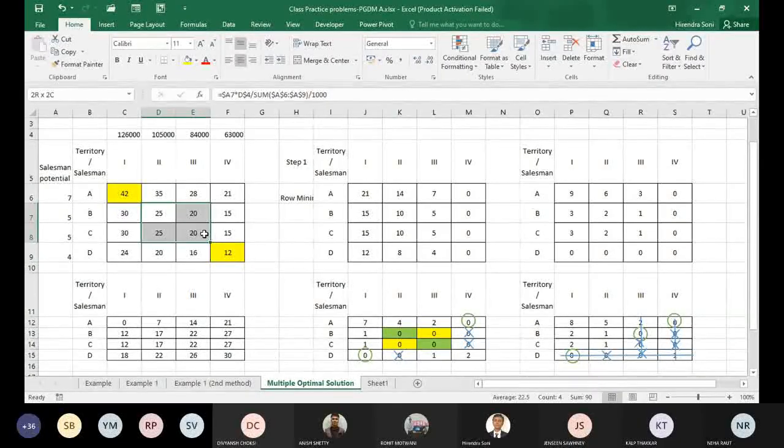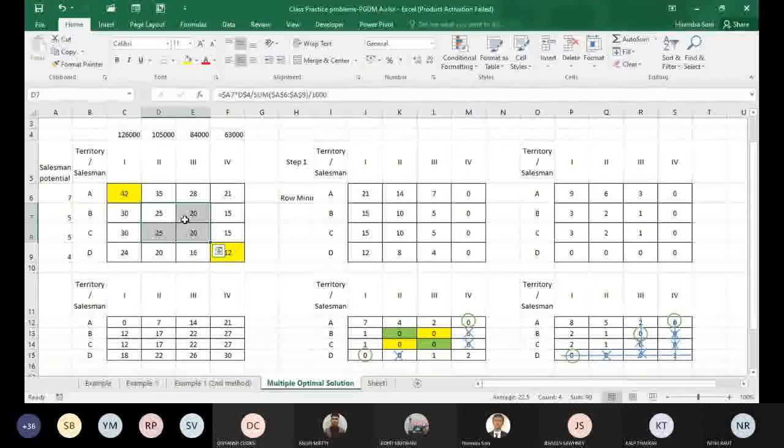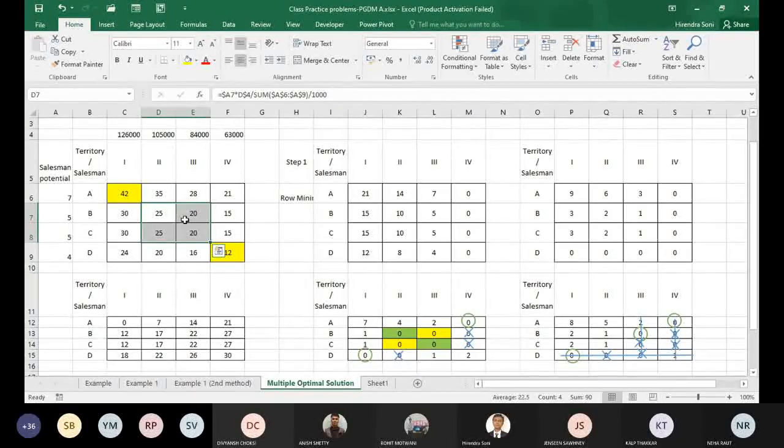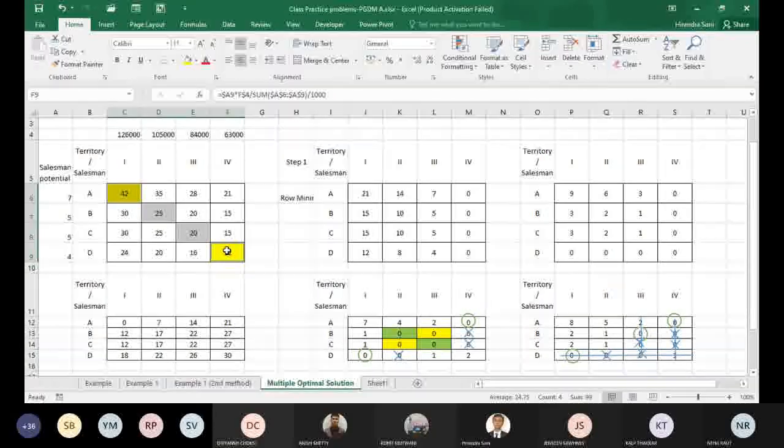and diagonally any two from these four. Okay. So then it will no longer be 90. It will be 42 plus 25 plus 20 plus 12, 99. It would be 99,000. Okay. Yes, sir.